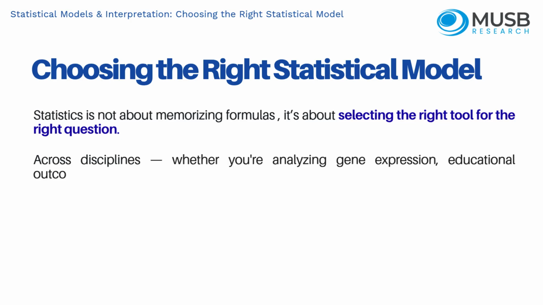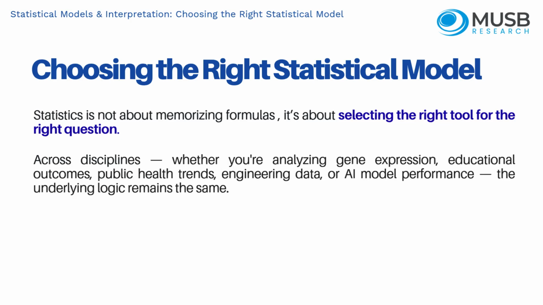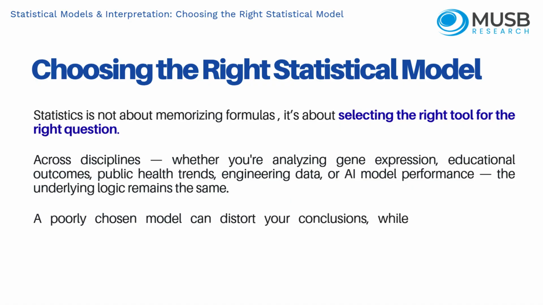Across disciplines, whether you're analyzing gene expression, educational outcomes, public health trends, engineering data, or AI model performance, the underlying logic remains the same. Your choice of model directly affects how your results are understood. A poorly chosen model can distort your conclusions, while the right model strengthens the credibility of your research.